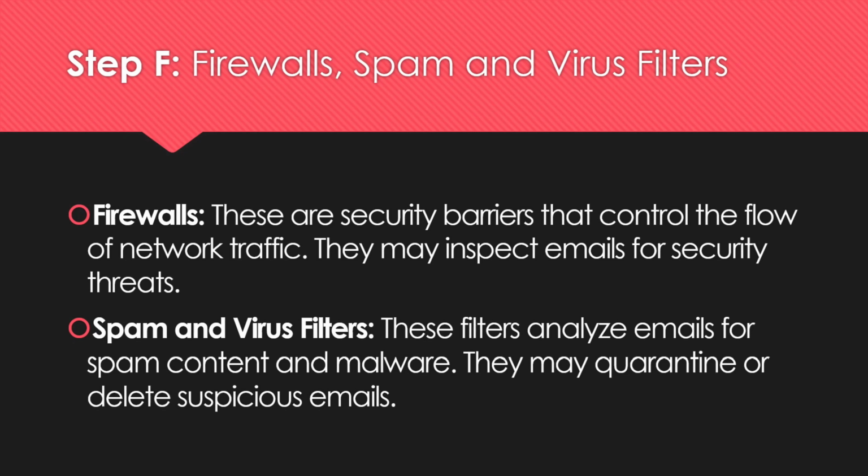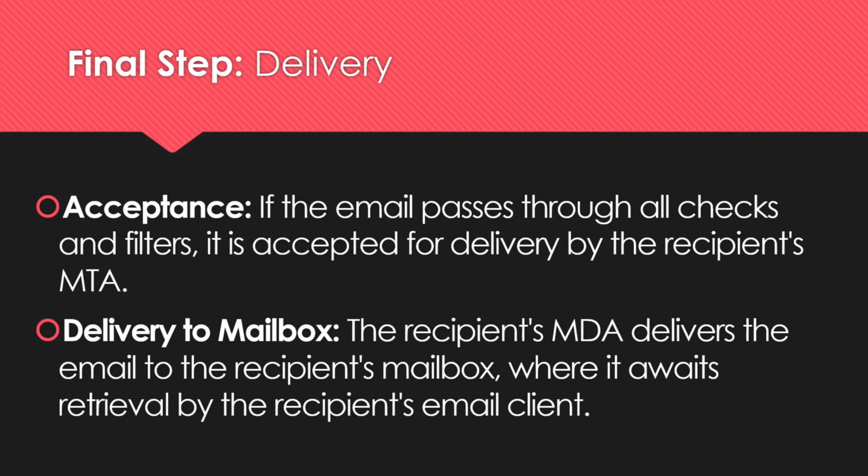Moving to the next step, that is step F, firewall, spam and virus filters. Firewalls: these are security barriers that control the flow of network traffic. They may inspect emails for security threats. Spam and virus filters: these filters analyze email for spam content and malware. They may quarantine or delete suspicious emails. Moving to the final step, that is delivery. Acceptance: if the email passes through all checks and filters, it is accepted for delivery by the recipient's MTA.